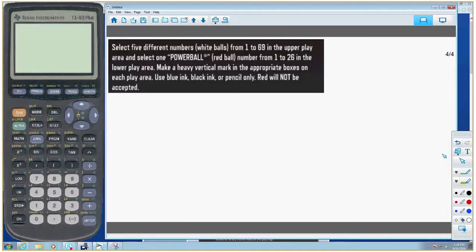All right. Select 5 different numbers from 1 to 69 and 1 to 26, one Powerball. What is the probability of getting all 5 and what does and mean? The additive or the multiplicative law? What does and mean? Multiply. So we're going to multiply. So you're going to have 2 combinations. Does it say anything about order? No. And if you've ever played the lottery, you don't have to have it in order. So you need to do a combination for the 69, and you need to do a combination for the Powerball.